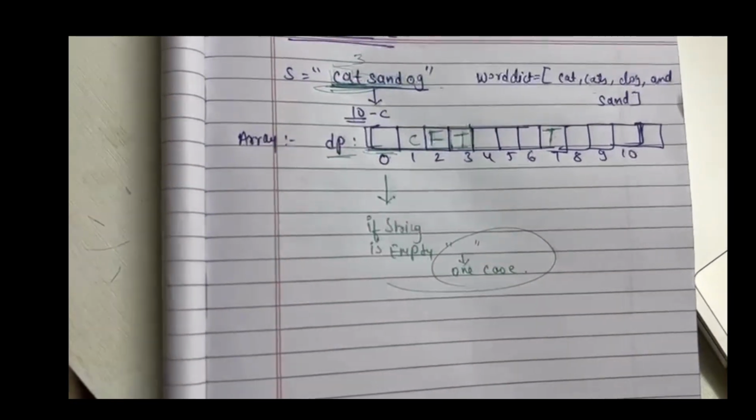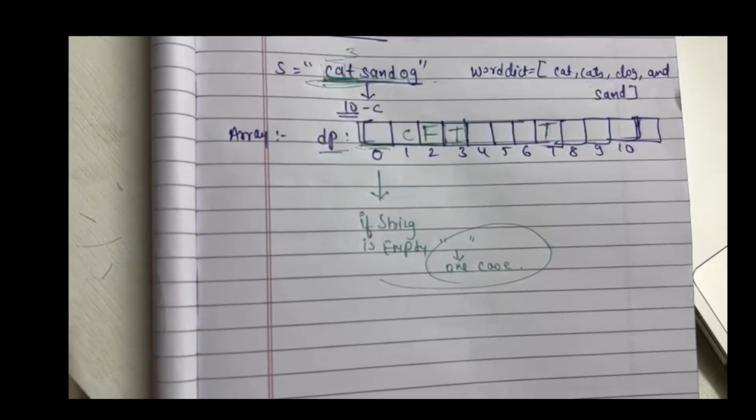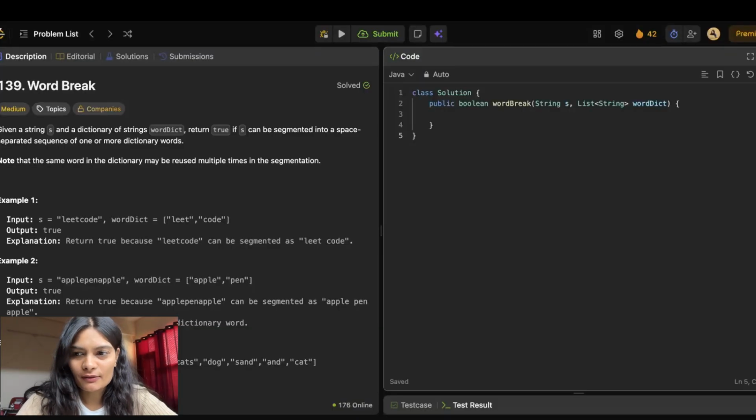Once we finish it, dp of the length of the string is true. We know we can break it, otherwise we can't. Now, let's write the most optimal solution in Java. I will write the code step by step and I will explain every line in simple terms.